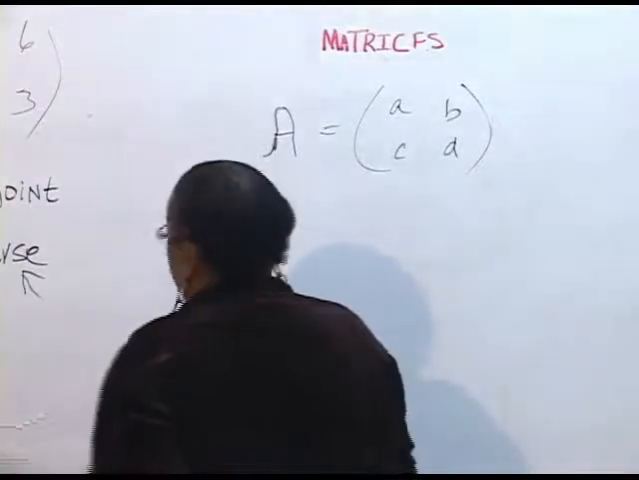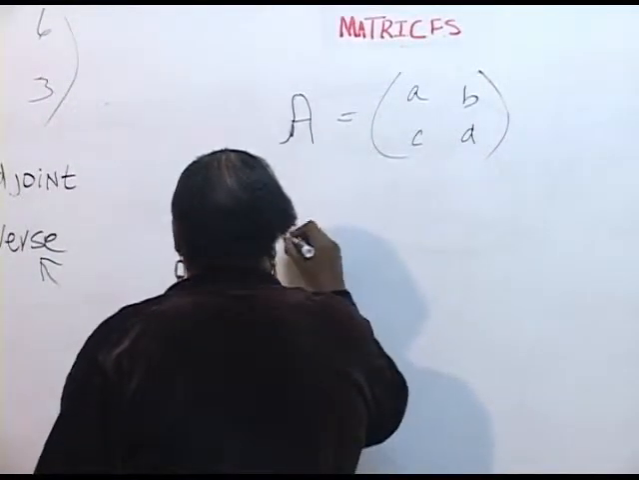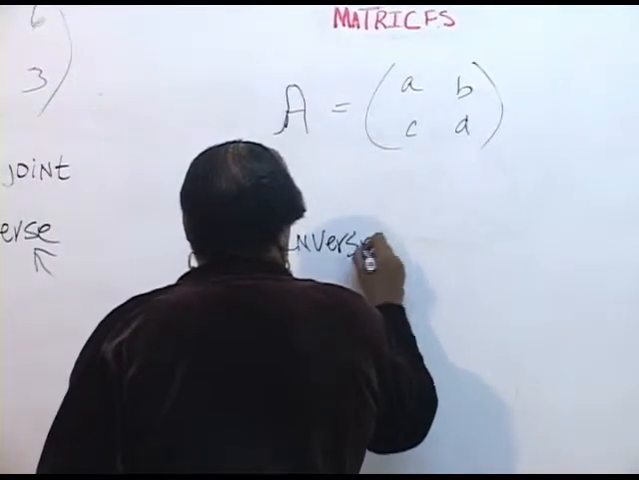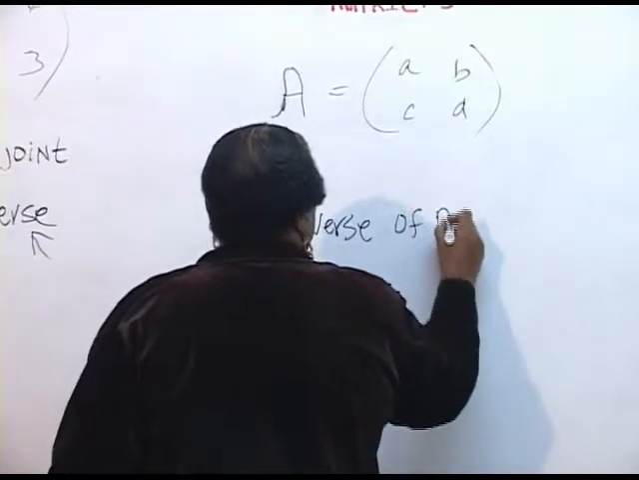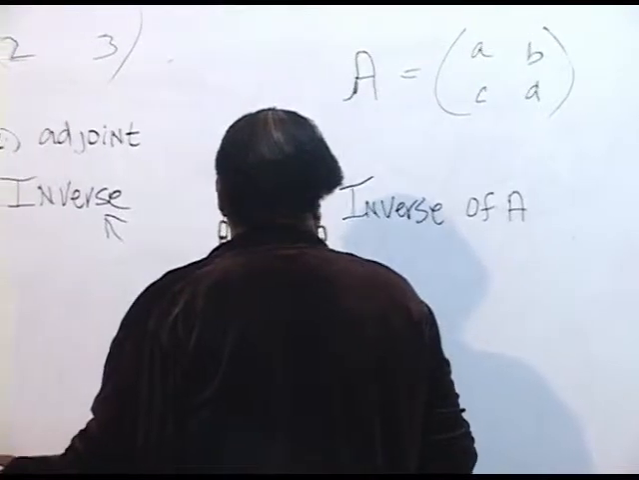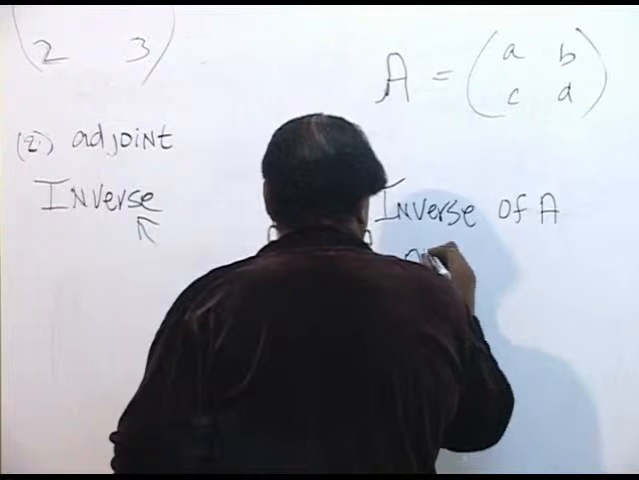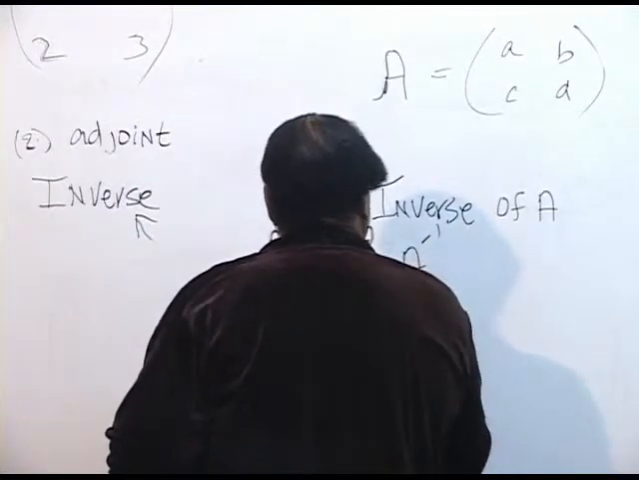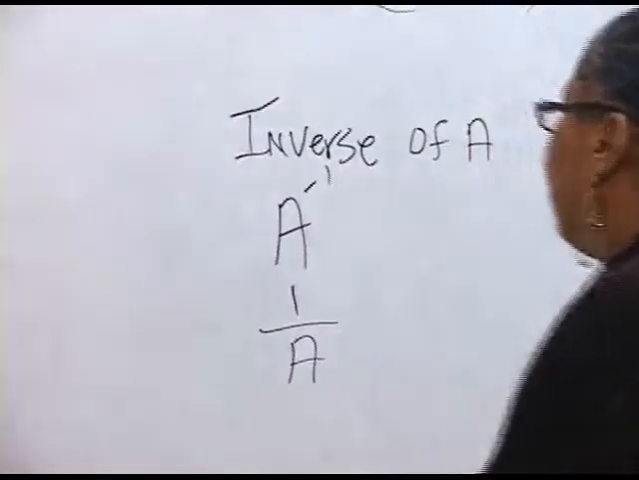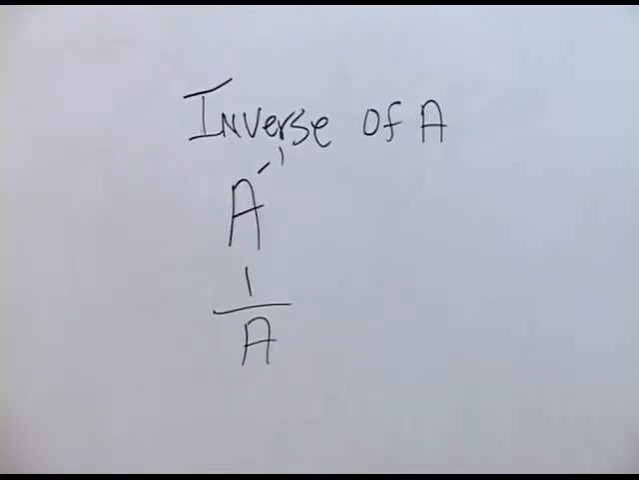If we have A equal to a, b, c, d, and then we're asked to find the inverse. Let's go. The inverse of A. Now, again, we show you the different formats they can use to represent the inverse of A. We can have A to the power of -1, or we can have 1 over A. All right, so we can have three different representations when we want to find the inverse of A.